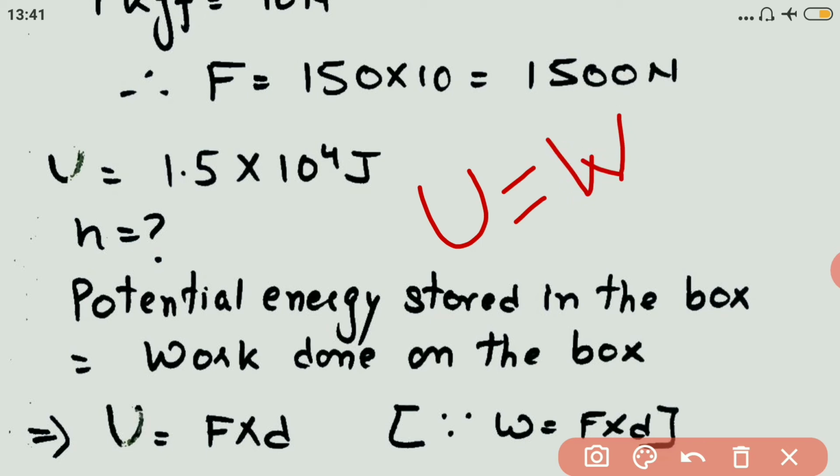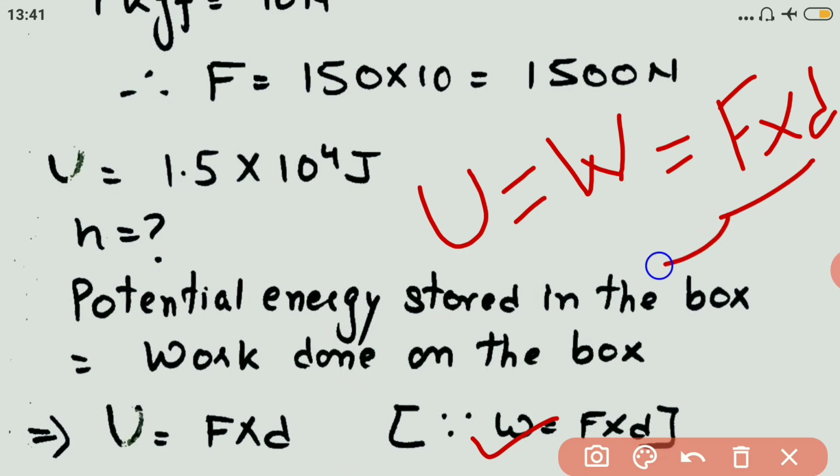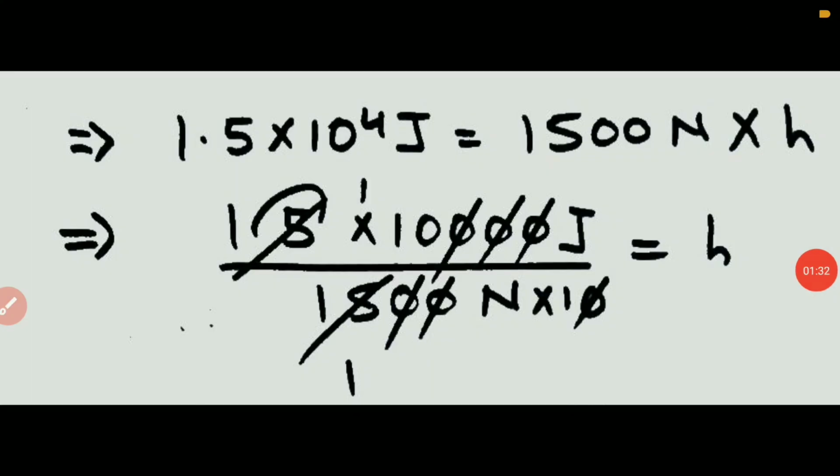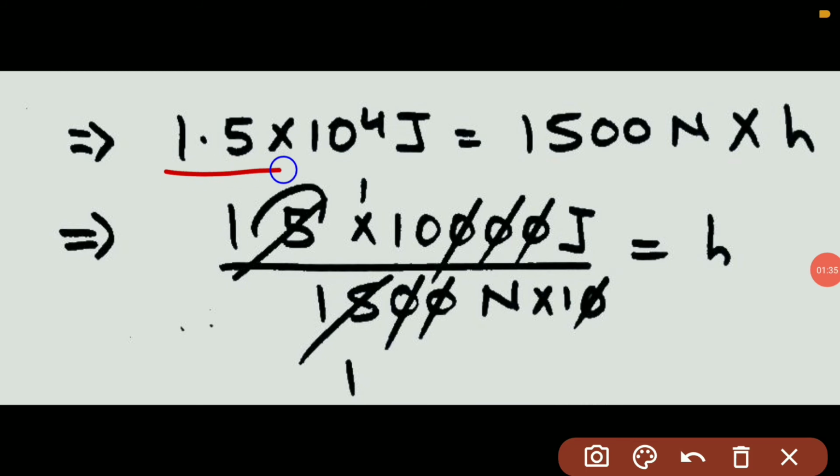Now as you all know, the work done has a formula W equals force into distance, right. So if I multiply force and distance, indirectly I'll get potential energy. So force is given to us, distance I need to calculate. Okay, replacing the values of the given things, which is potential energy is 1.5 into 10 to the power 4 joule, equals force, which was 1500 Newton, into height. Okay, the distance becomes height.